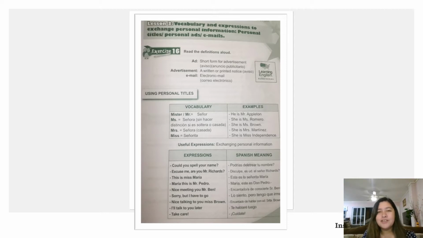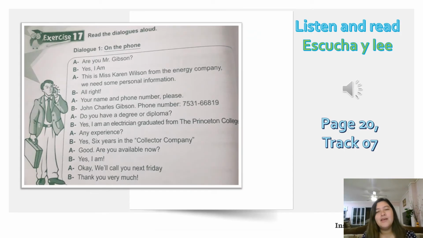We are going to continue. Vamos a continuar. We have in here exercise 17. Tenemos aquí el ejercicio 17. Es un diálogo que se titula On the Phone. Vamos a escuchar y luego tú vas a leerlo en voz alta. Let's listen for pronunciation.